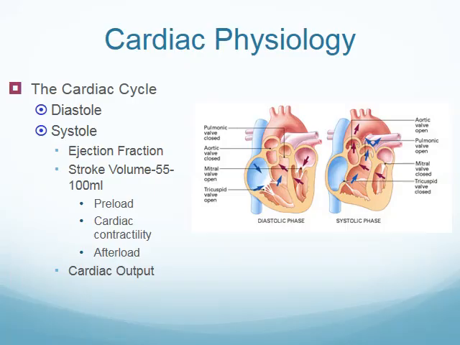Okay, so we're going to talk about the cardiac cycle and what's actually occurring whenever we have our heartbeat. There are two parts of the cardiac cycle, as I already mentioned, diastole and systole. Diastole is the rest phase, systole is the actual pumping phase. We'll talk about the ejection fraction, stroke volume, preload, cardiac contractility, and afterload, and then cardiac output. So we're going to look at these.